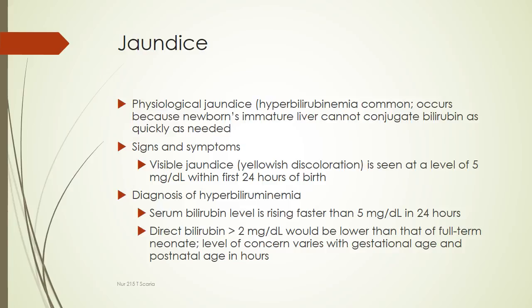The diagnosis of hyperbilirubinemia is done by serum bilirubin level. If it is rising faster than 5 mg per deciliter in 24 hours, then you would consider there is neonatal jaundice. And the direct bilirubin, if it is more than 2 mg per deciliter, and it would be lower than that of a full-term neonate, and the level of concern varies with gestational age and postnatal age in hours. So the next chart will explain that.